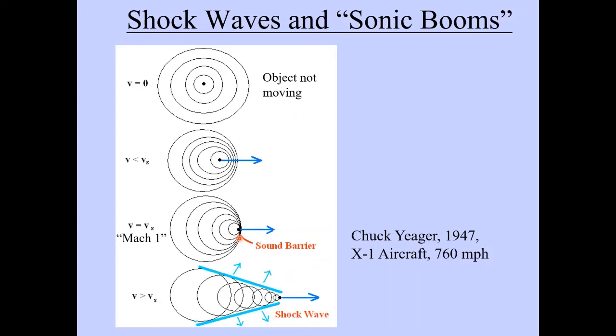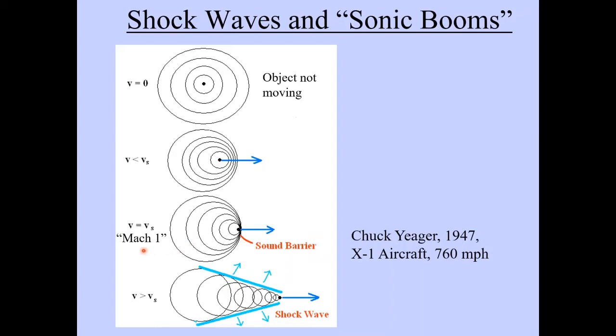top of each other. And it was a technological challenge to build military aircraft that could reach and break the sound barrier. And it was finally done famously by test pilot Chuck Yeager in 1947 in the X-1 experimental aircraft. And it reached and exceeded a speed of 760 miles per hour and broke the sound barrier for the first time. Now, what happens if you keep going faster and faster past the speed of sound?